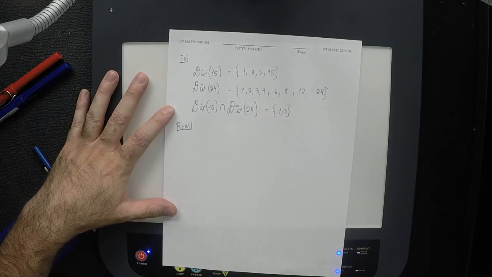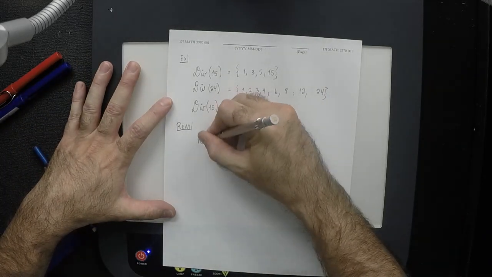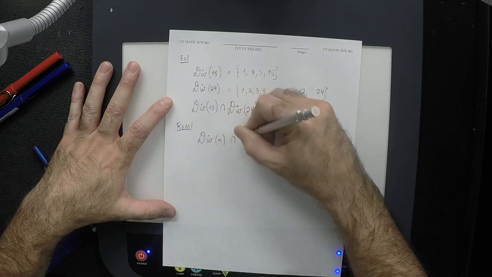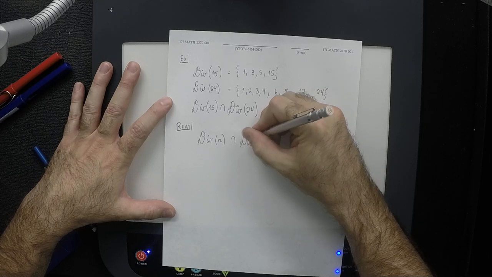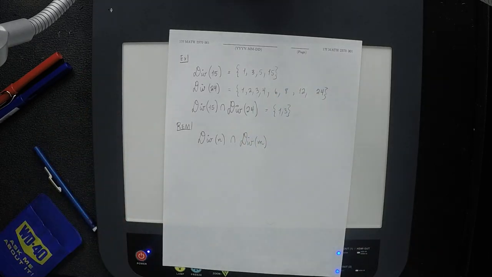We did a specific case, specifically with 15 and 24. I want you to consider the divisors of n intersect the divisors of m. It is conceivable that if I was to give you two sets and you compute their intersection, the result is empty. So, for example, what is the intersection of the set of positive numbers with the set of negative numbers? It's the empty set, because zero is neither positive nor negative, right? Or what's the intersection of the set of even positive integers and the set of odd positive integers? Yeah, empty, right? So it's possible that this could be empty.